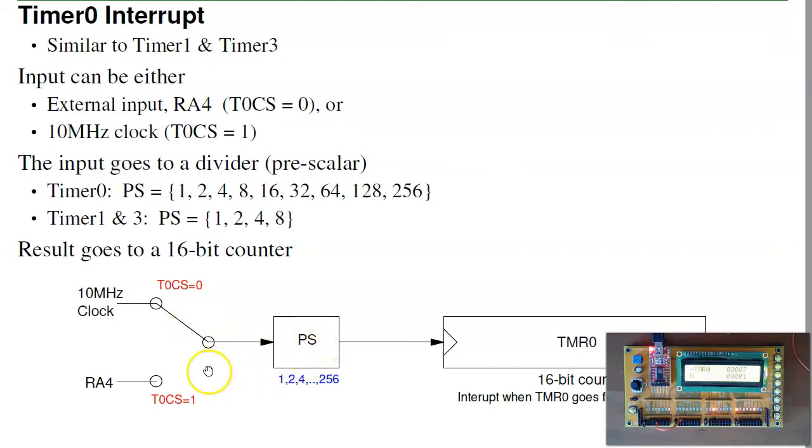If you have a prescaler of 1, then I will count every clock or count every rising edge. If the prescaler is 256, I'll count every 256th edge. Plus there's a 16-bit counter. That's Timer0. This 16-bit counter can count from 0 to FFFF, or 65,535. What triggers the interrupt is when I go from FFFF plus 1 to 0. That wraparound to 0 is what triggers the interrupt.